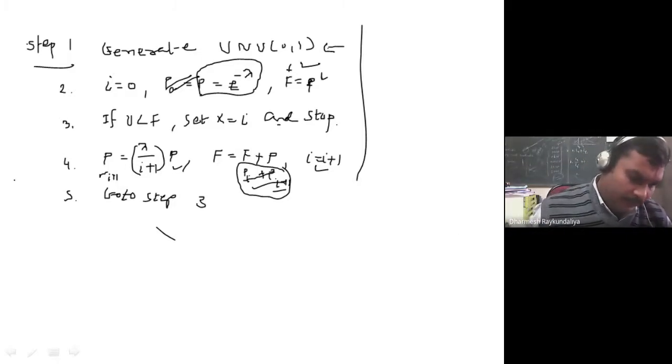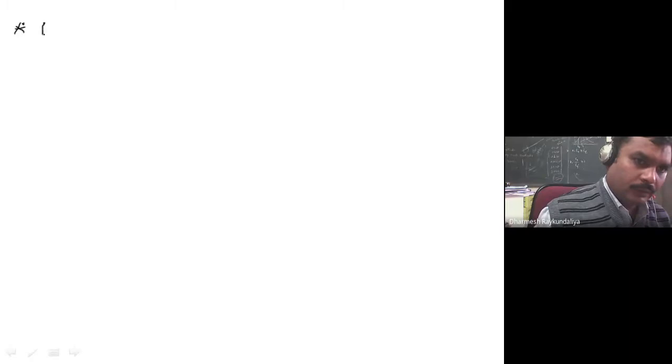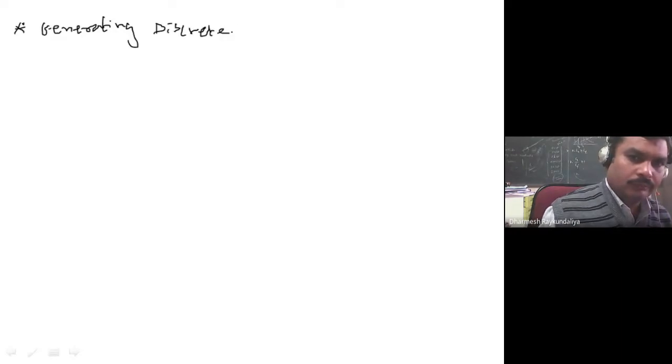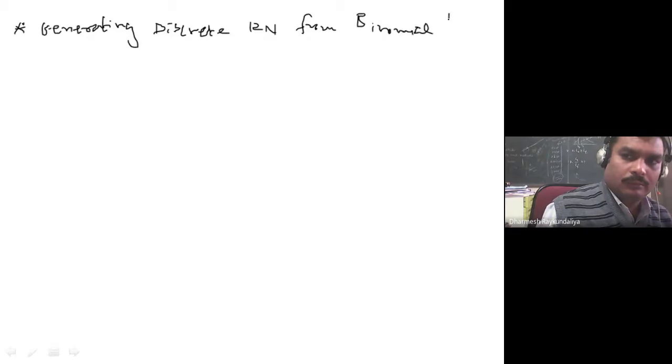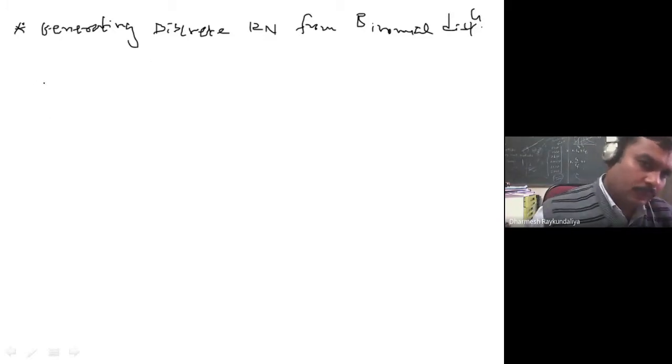So suppose I wish to generate discrete random numbers from a binomial distribution. Suppose we want to generate a value.